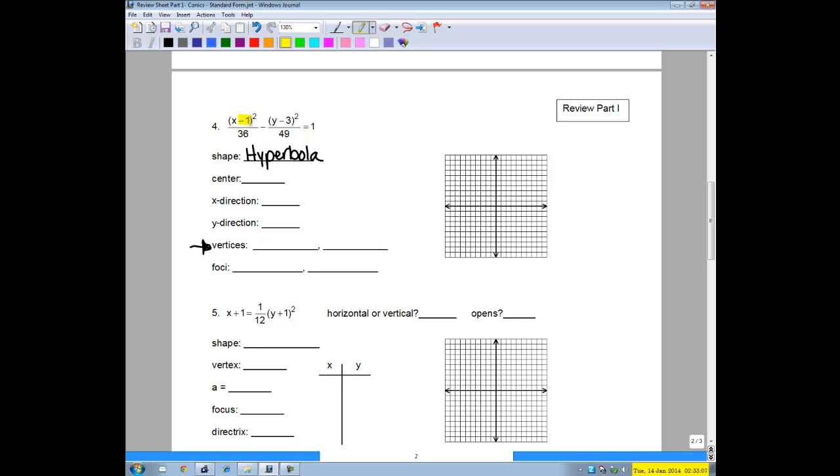So this one's center is 1, 3. So 1, 3. Its x direction is the square root of 36, which is 6, and its y direction is the square root of 49, which is 7. So now we can graph that stuff. The center is at 1, 3. The x direction is at 6. And the y direction is 7.